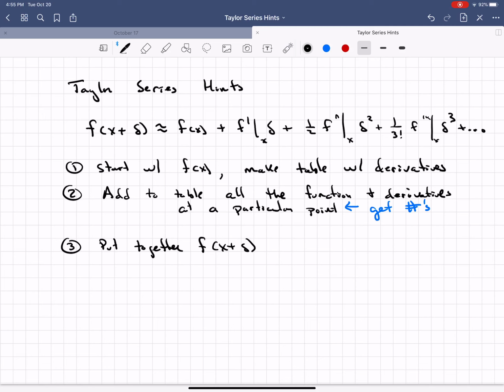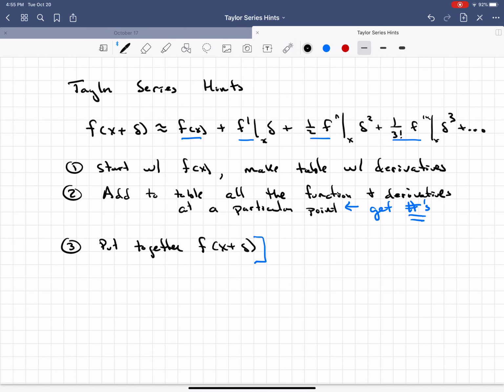First we're going to take whatever this function f of x is, and we're going to take its derivatives and put them into a table. Then we're going to add a column to that table where we evaluate the function and all the derivatives at a particular point. That's going to give us numbers here. The key thing I want to point out is that in this Taylor series expansion, the things in front of the deltas are all numbers. So you want to make a table of the numbers that you're going to put in, and then you can use the table to put together your Taylor series expansion of the function.